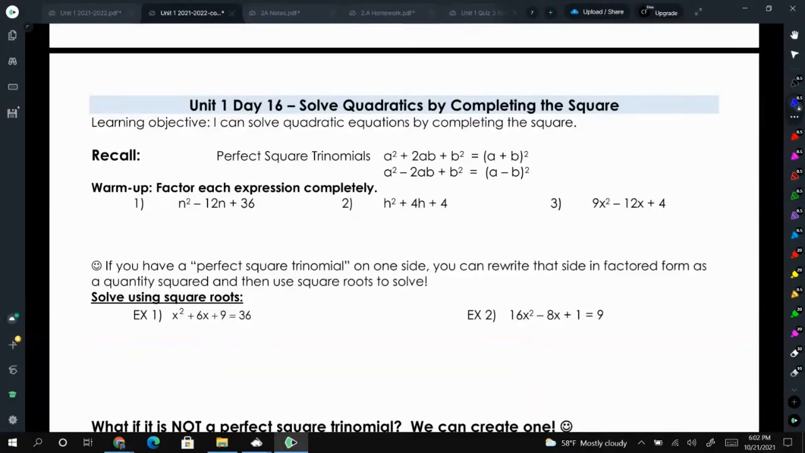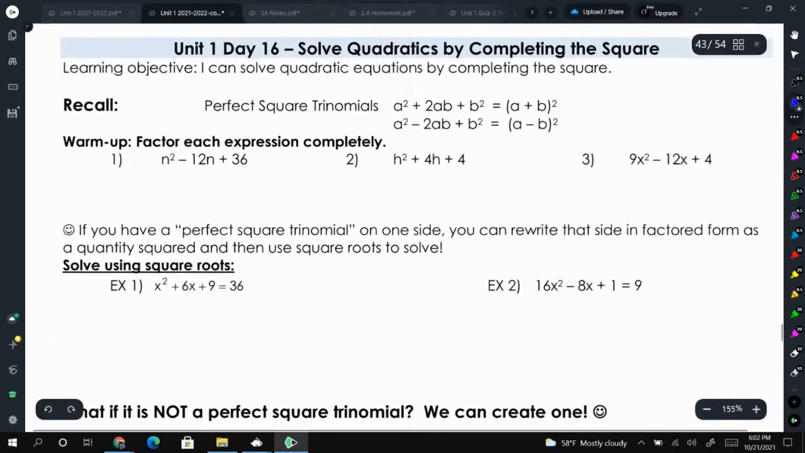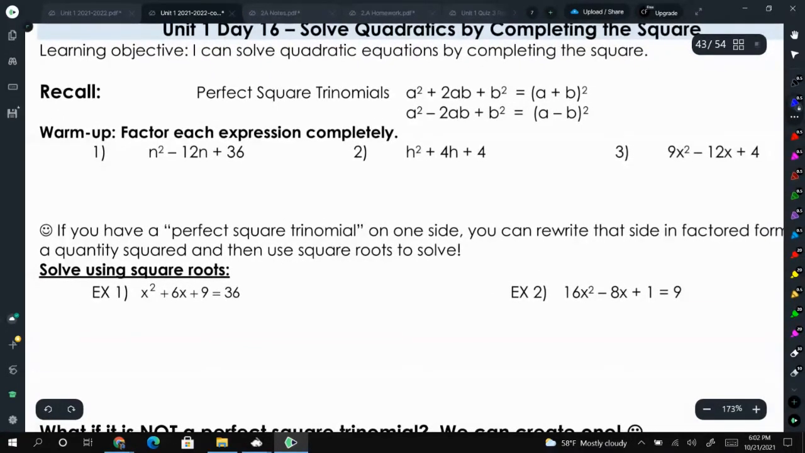Today we're going to talk about another tool that we can use to solve quadratic equations, and that's called completing the square. So to warm up, I want to look at these problems here to factor, and I want you to notice that these are all perfect square trinomials, where the C term is a perfect square and the A term is a perfect square.